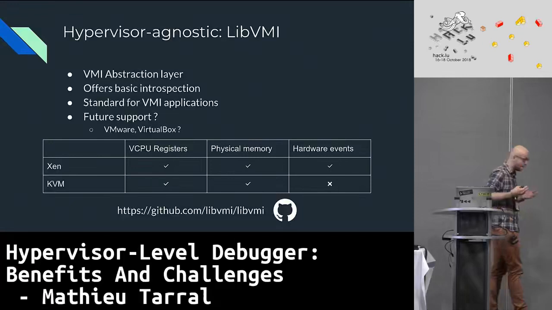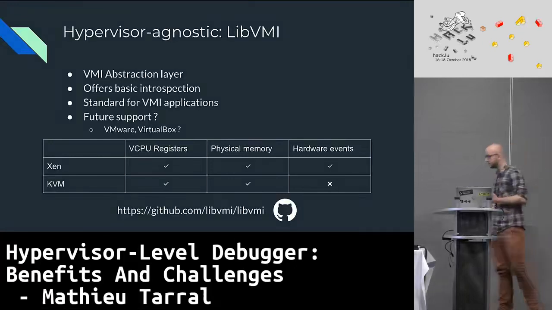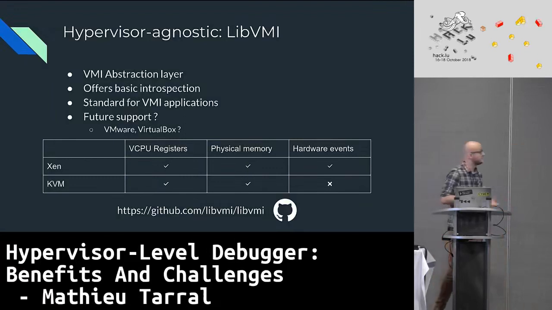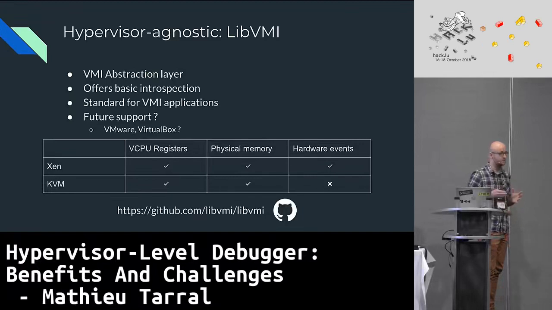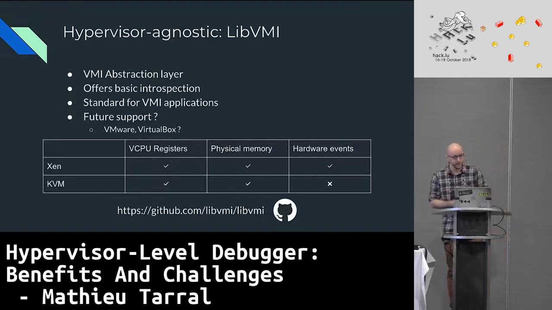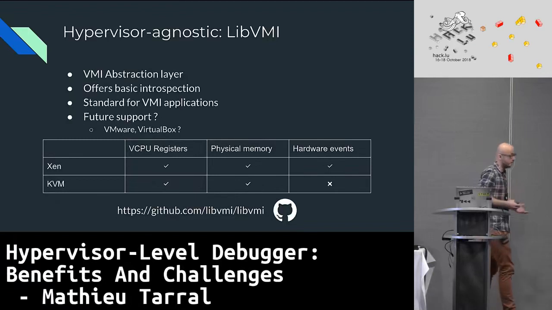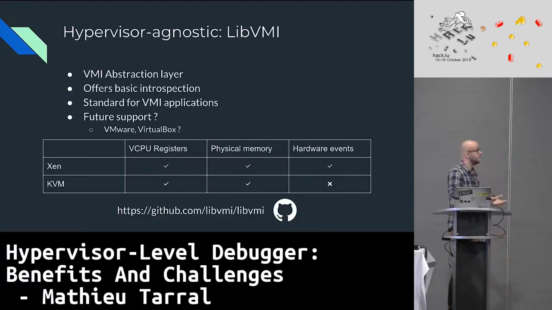How can you be hypervisor agnostic? Well, we have a library for that, and it's called LibVMI. LibVMI is a VMI abstraction layer. It will take care for you of low-level details, like parsing the page tables or intercepting hardware events. And it will also offer you some basic introspection, like translating a kernel symbol to a virtual address. But the more important thing to remember about LibVMI is that it defines a unified VMI interface across all hypervisors. So if you want to build a VMI application, you use LibVMI as the first library.